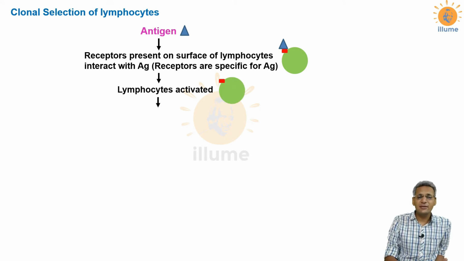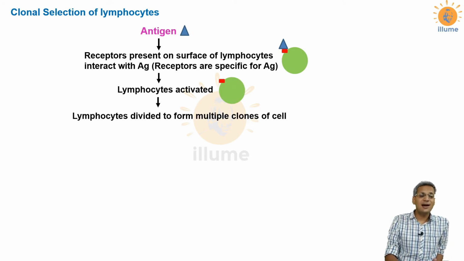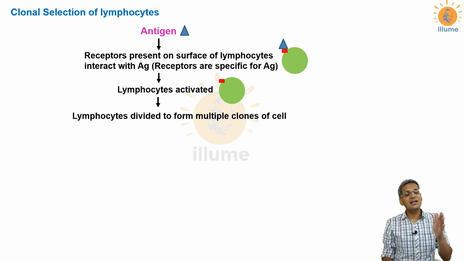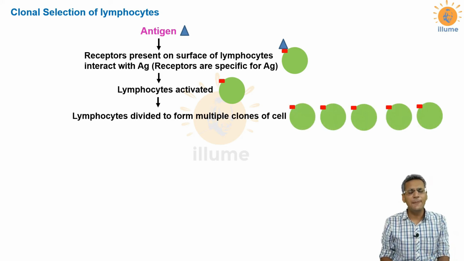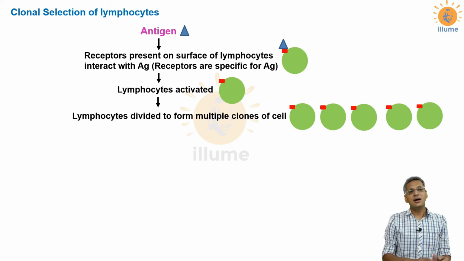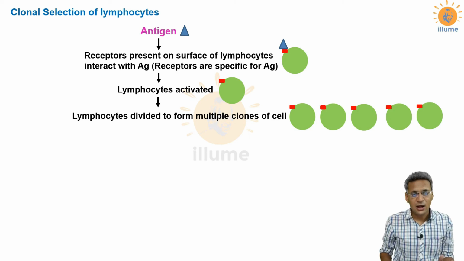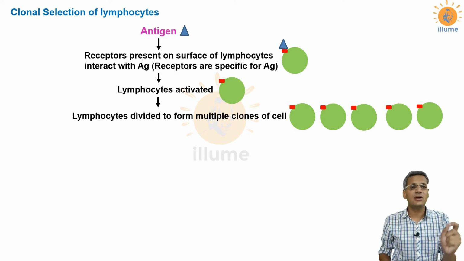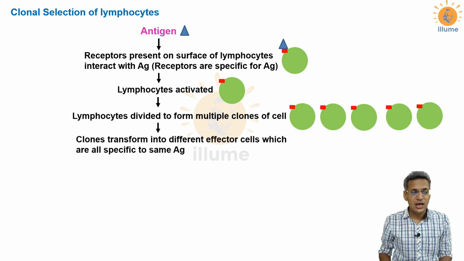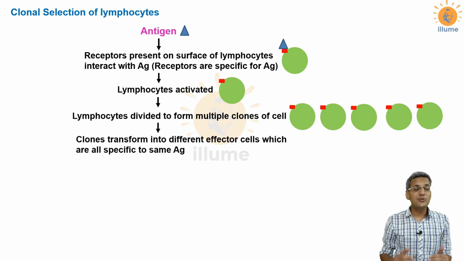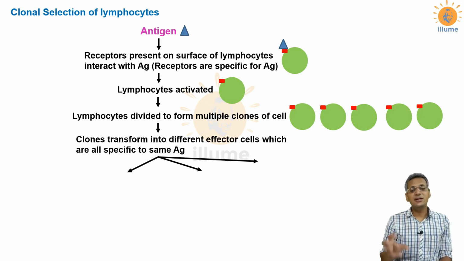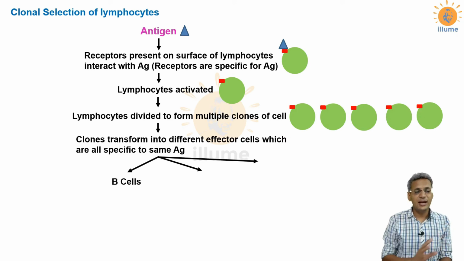Your lymphocytes will get activated and they will start dividing to form multiple clones. What are clones? Clones means exact Xerox, that means copies of cells. So these lymphocytes with this specific receptor against that specific antigen would produce multiple clones of themselves, and multiple cells are produced with the same receptor that would act against that antigen. Now these lymphocytes would transform into different types of effector cells, but even after transformation, the receptor on them would be specific to that antigen.